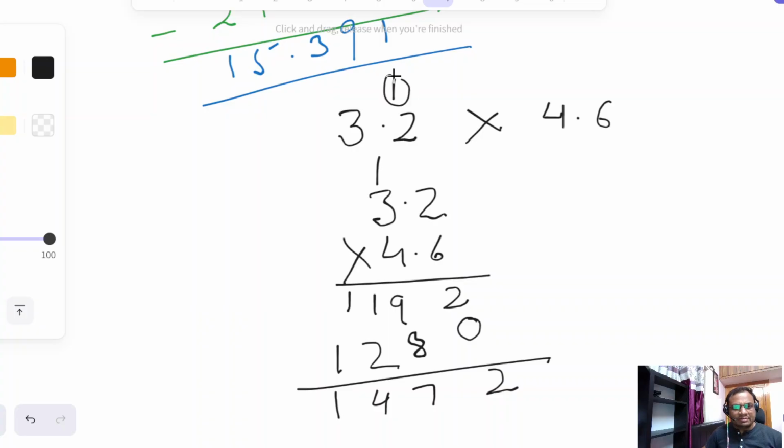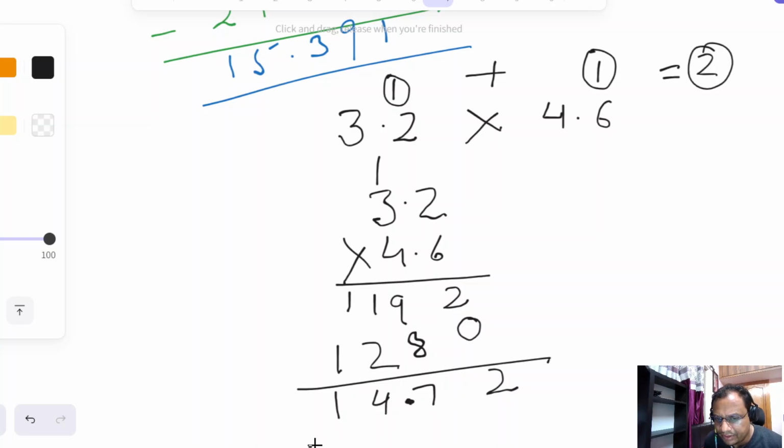Here we have one decimal place, here we have one decimal place. Total how many places? We have to add them up. So 1 plus 1 becomes 2. So in the final answer, the decimal point will come after two decimal places. So over here, 14.72. So what we need to remember, in multiplication, the decimal places get added up.